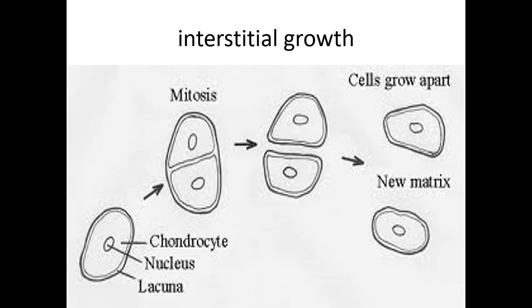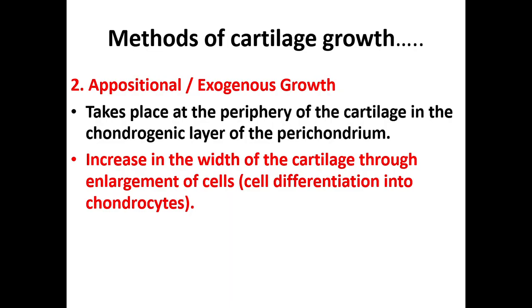We have here an illustration of a chondrocyte undergoing cellular division, so mitosis, so more cells are formed. In mitosis, two daughter cells will be formed until new growth is achieved. So the length of the cartilage will increase through interstitial growth or endogenous growth involving hyperplasia.